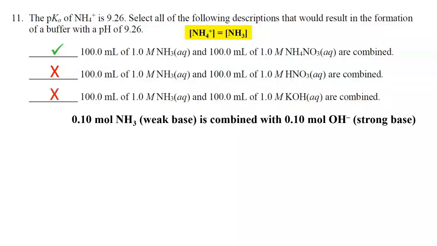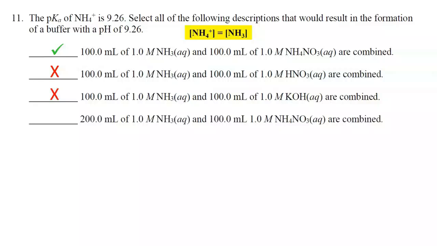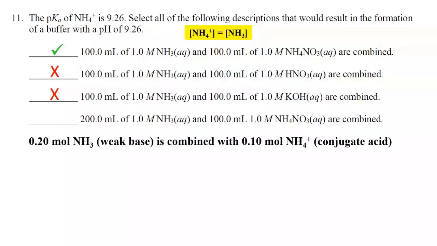happen. In our next example, we start with 200 milliliters of 1 molar ammonia and 100 milliliters of 1 molar ammonium nitrate. So this would result in a buffer solution, but it's not the buffer solution that we're looking for. And the reason why is that with 200 milliliters, or 0.2 liters, of 1 molar ammonia and 100 milliliters, or 0.1 liters, of 1 molar ammonium nitrate, we're going to get a different number of moles for the components of this buffer. We have 0.2 mole of ammonia and 0.1 mole of ammonium.